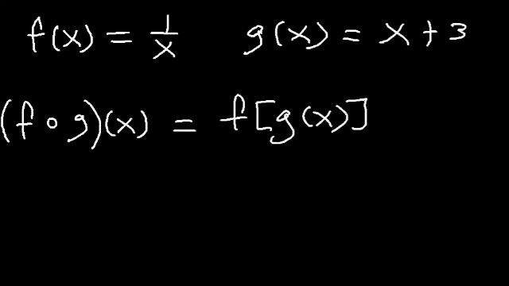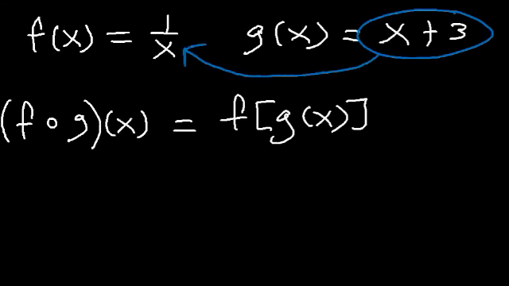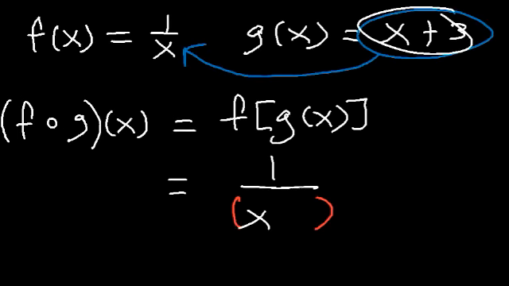So g of x, the inside function, is the input of the function. f is the output. So to find this function, we need to take g and insert it into f. So f of x is 1 divided by x. Now, instead of writing x, we're going to replace the x with g. And in this case, g is x plus 3. So instead of writing x, we're going to write x plus 3. So that's how you could find the composite function.